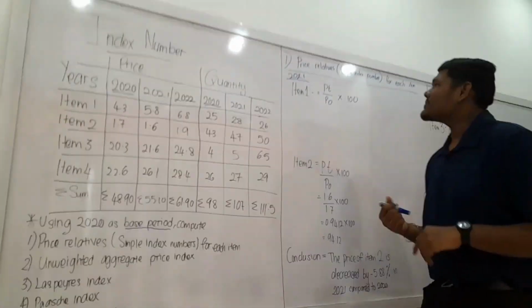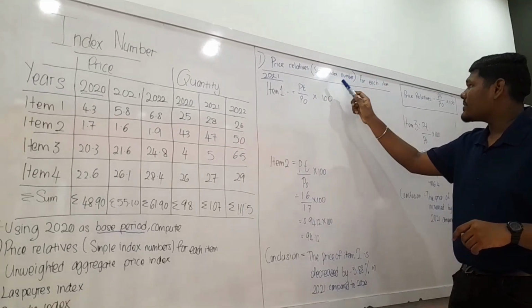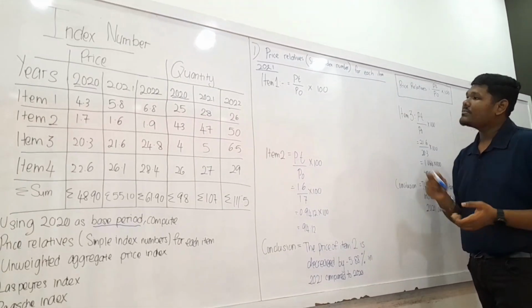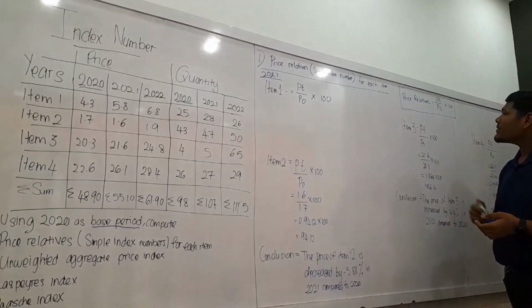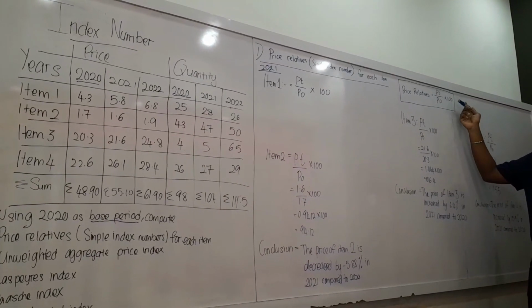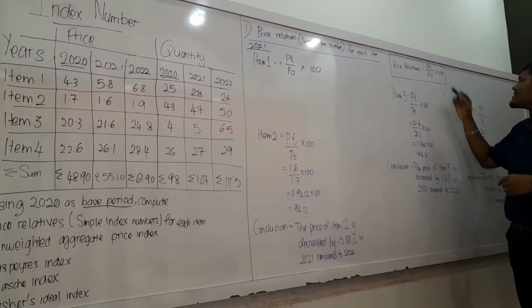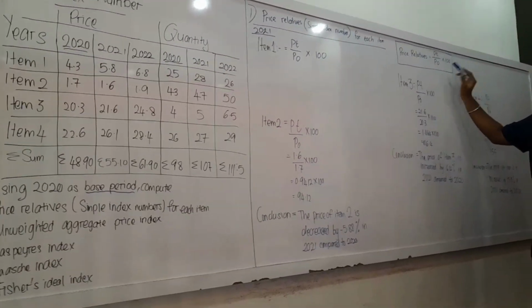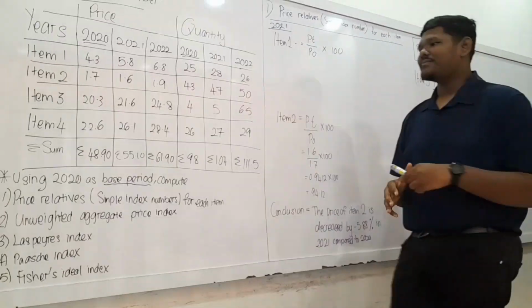Let's look at question number 1. It is asking for the price relative simple index number for each item, which means it's asking for the price relative for each item. The formula for the price relative is Pt over P0 times 100. For ease, Pt is the current year and P0 stands for the base year.